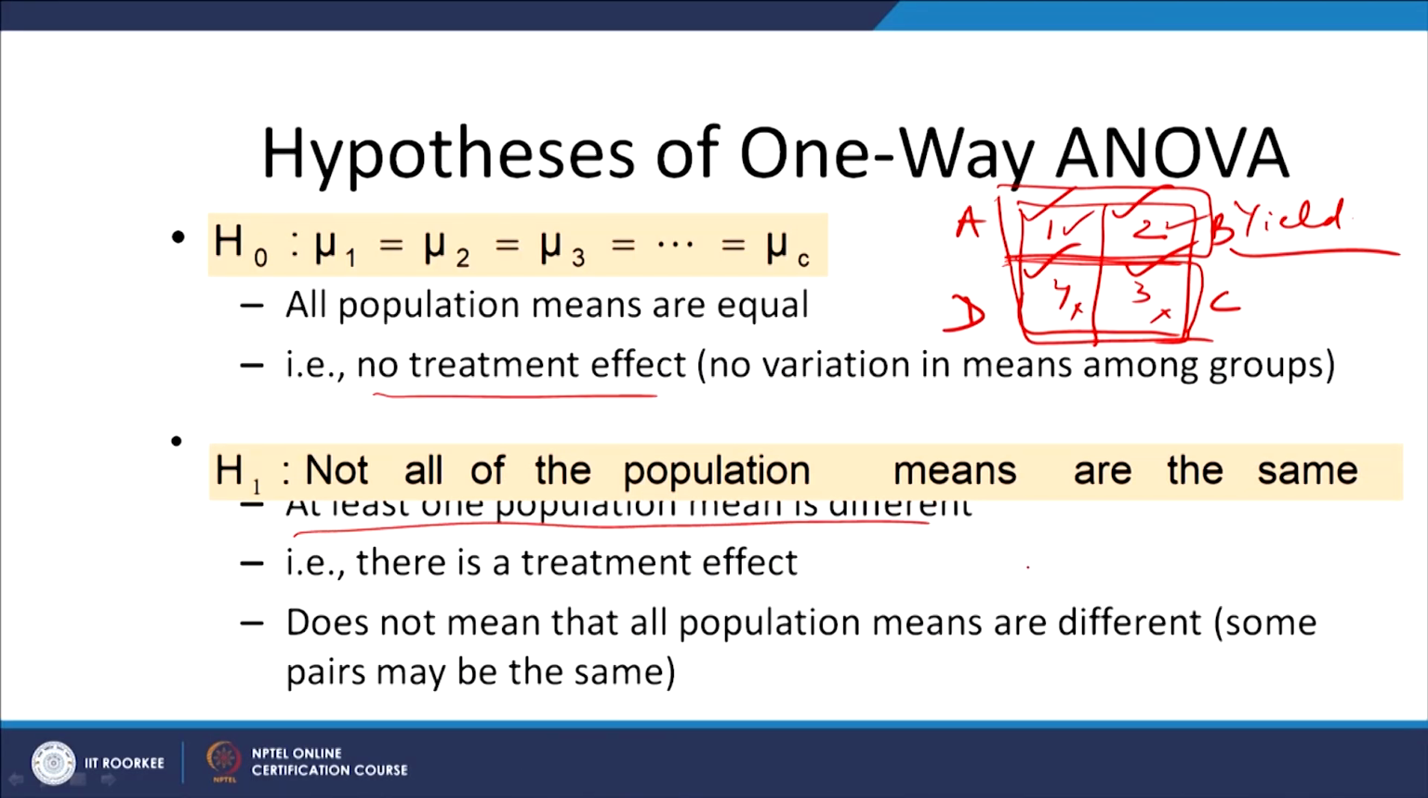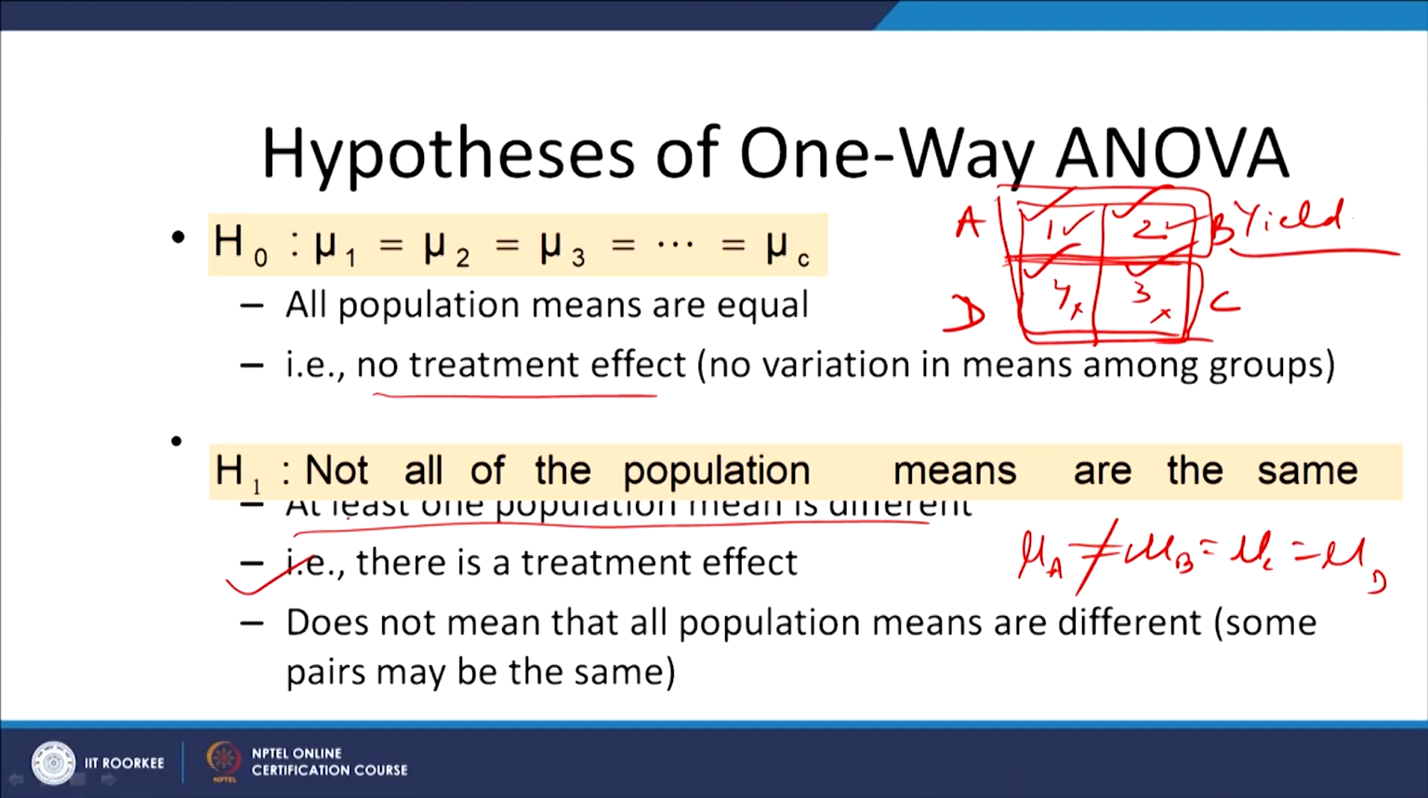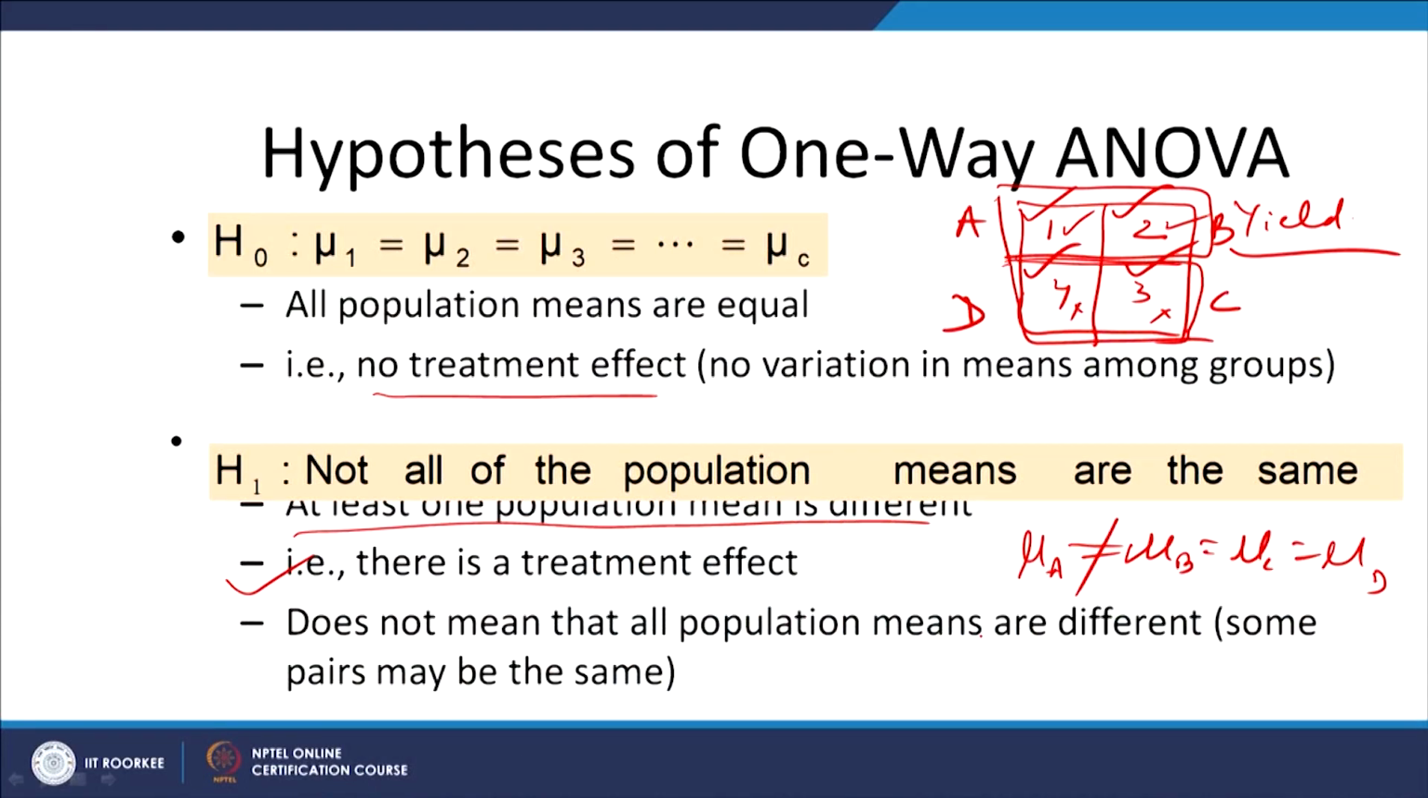So, that means in this case mu A, mu B, mu C and mu D, at least one of them should not be equal. Which one you want to keep is up to the researcher, but he wants that at least one of them should be different. Then there is a treatment effect, then we can say, well, the kind of fertilizer has an effect. It does not mean that all population means are different, some pairs may be the same.